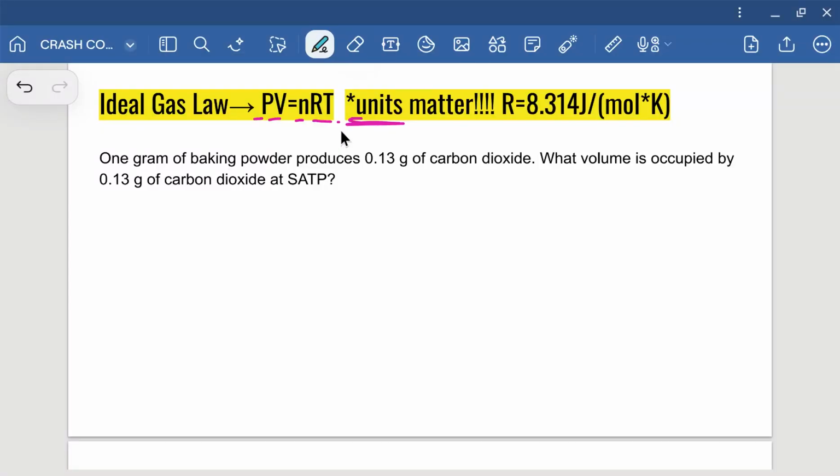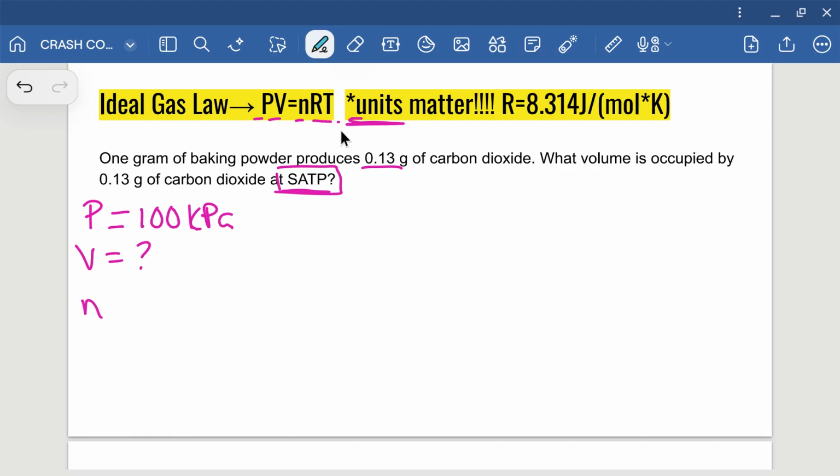So let's go ahead and take a look at this. For the first one, we have 1 gram of baking powder producing 0.13 grams of carbon dioxide. What volume is occupied by 0.13 grams of carbon dioxide at SATP? So this SATP is giving us our conditions that we need. So we know at SATP that your pressure is 100 kPa. We want to figure out the volume.